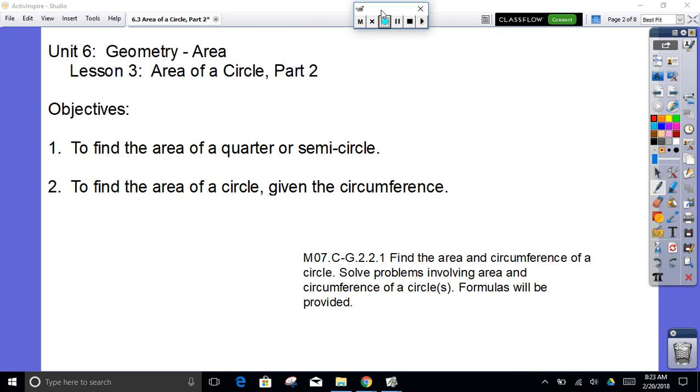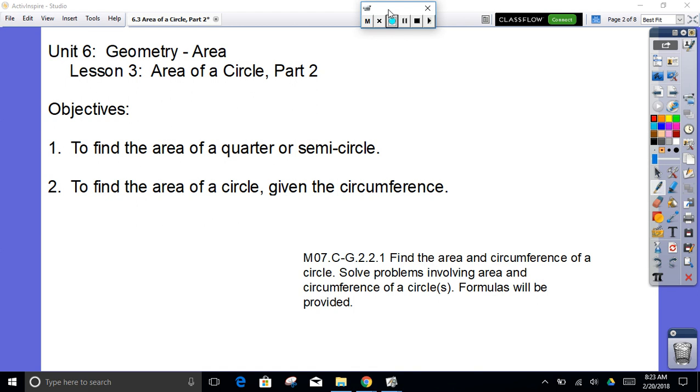All right, so today's lesson, I called it Area of a Circle Part 2. We're going to be finding the area of partial circles, so a circle that's not a whole circle. Our first objective is to find the area of a quarter or semicircle. So a quarter of a circle would be a fourth of a circle. A semicircle is the name for a half circle.